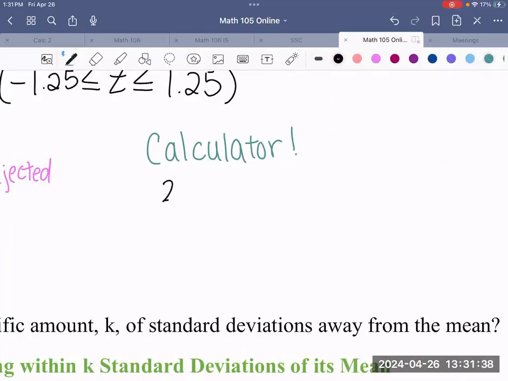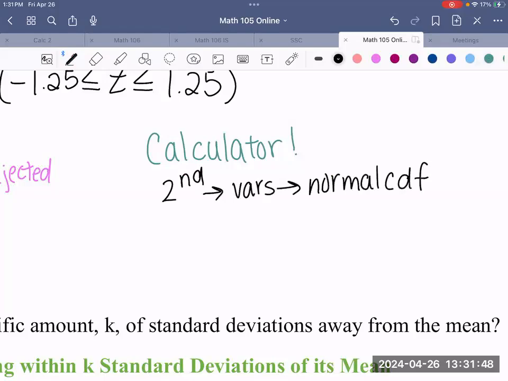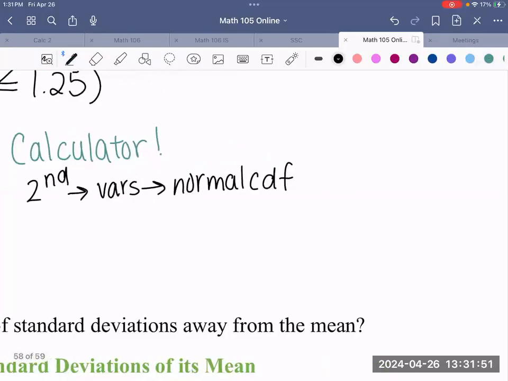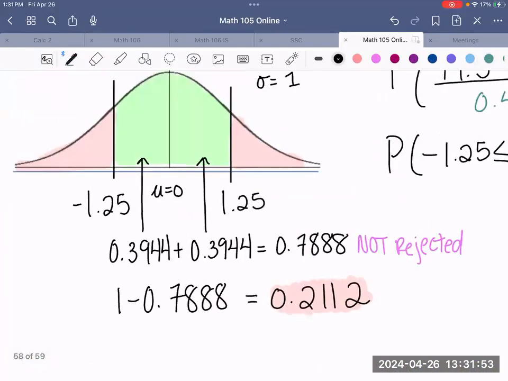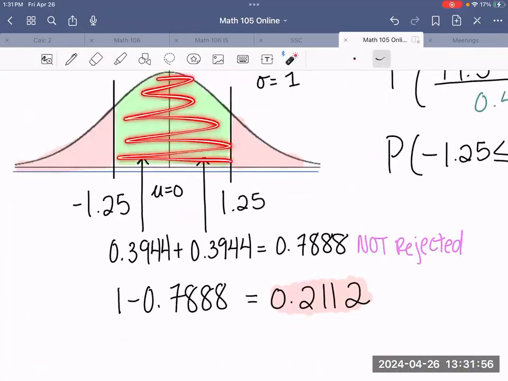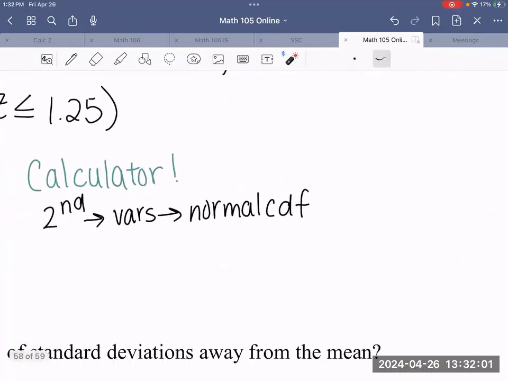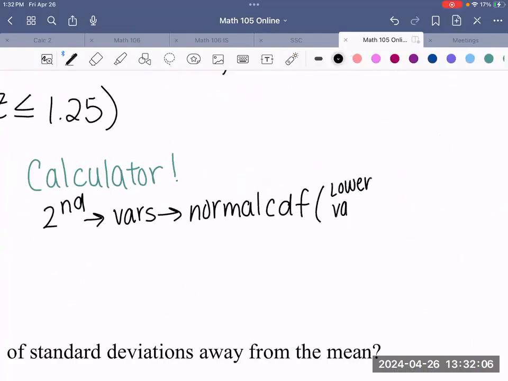So we're going to hit the following buttons. Second, vars, normal, CDF. Normal CDF is cumulative. Cumulative meaning we want a range of them, right? Think about what it means to be a cumulative final. And we want the lower value, the upper value, the mean, and standard deviation.